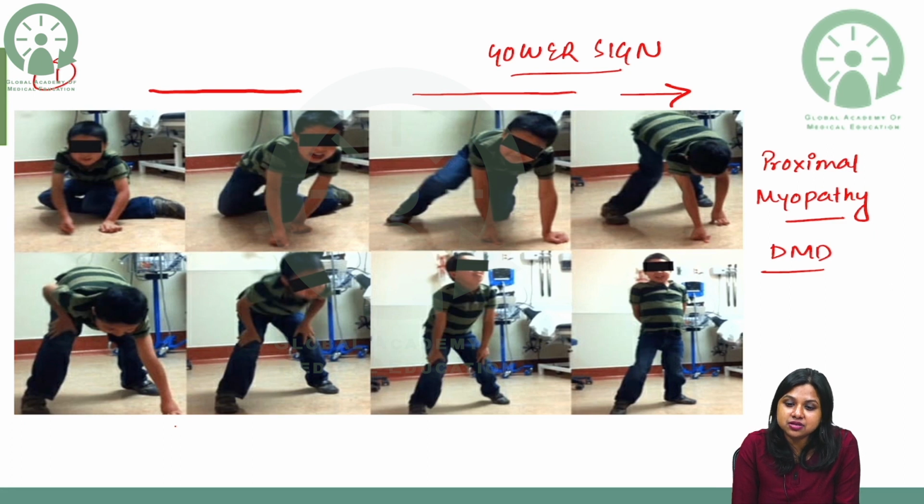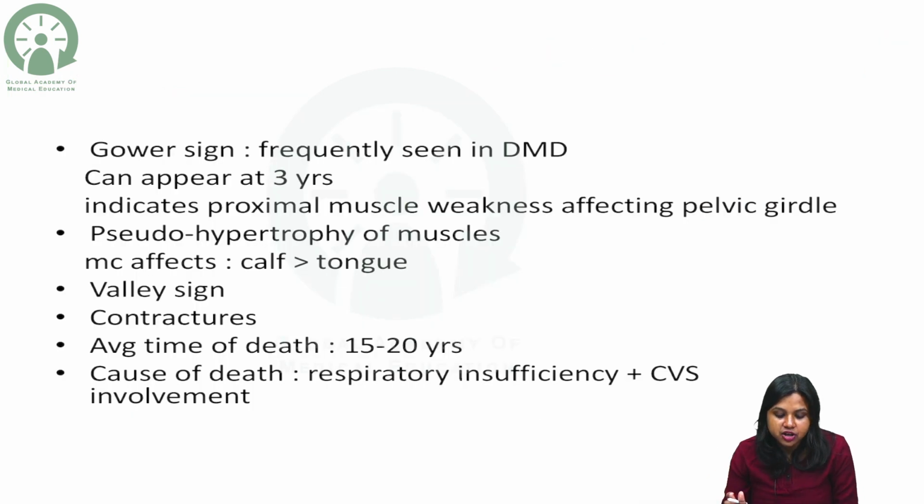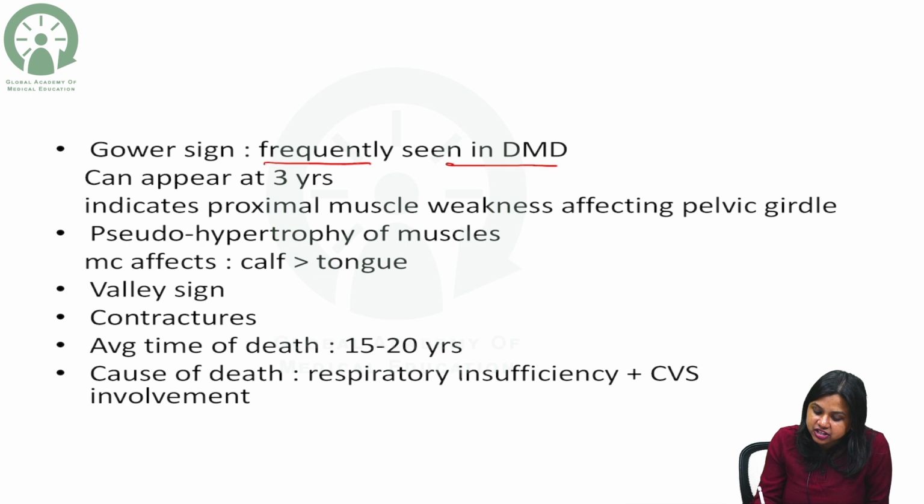Died, that means the myopathy has progressed, and it can result in death also because it is not a good prognostic condition. And number 3, when you inspect, you found pseudohypertrophy of the calf muscles. So all these 3 features together, you can say that this is a case of Duchenne muscular dystrophy, the most common inherited neuromuscular disease in children. So Gower sign frequently seen in children, can appear at 3 years. Indicates proximal muscle weakness affecting the pelvic girdle. So there will be pseudohypertrophy of the calf muscles.